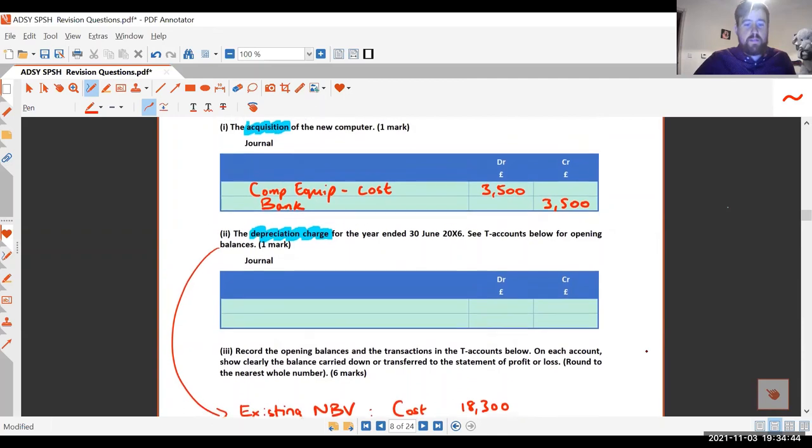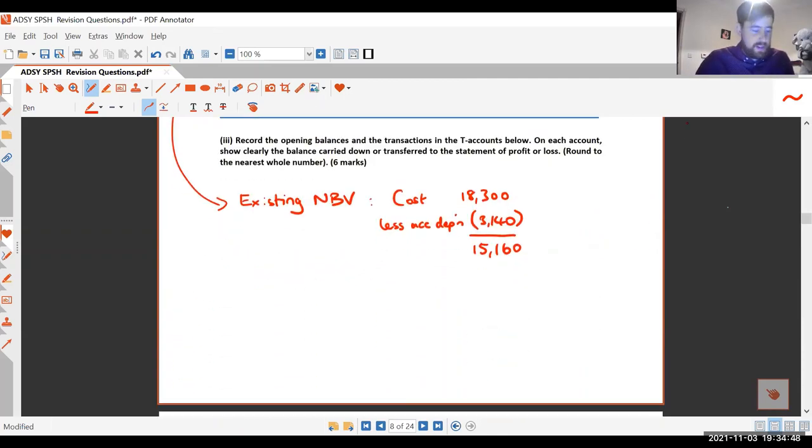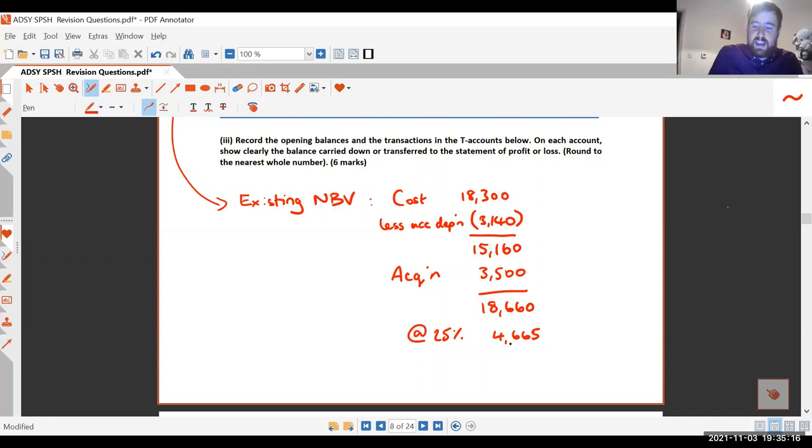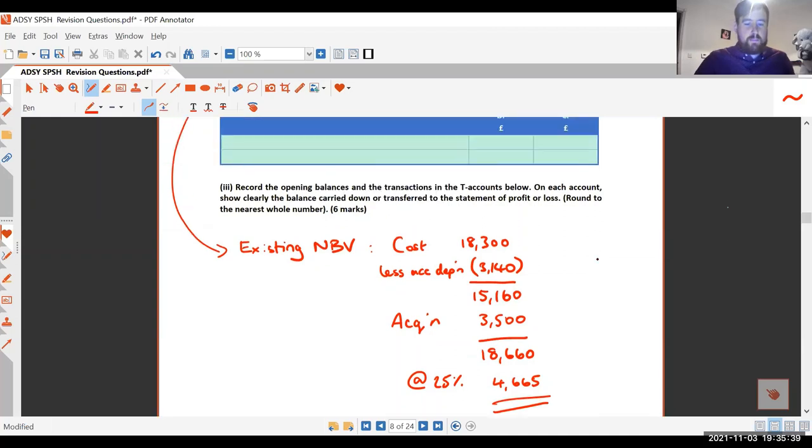Now, we already know from up above that we've got a new asset to deal with as well. So I can add that in. So if I bring in my acquisition here, we said that had a value of 3,500. So I know that my net book value within the business is now looking at 18,660. And I can charge depreciation on that at 25%. So the figure I need for my adjustment here comes out at £4,665. Is everybody happy with where I've pulled all those numbers from? Please do stop me if I've lost you at any point there, but hopefully you can reason that through now I've gone through it. Okay, so I can pull that figure in.